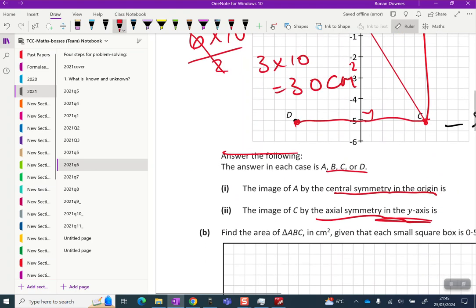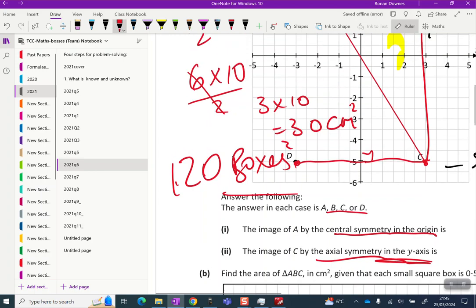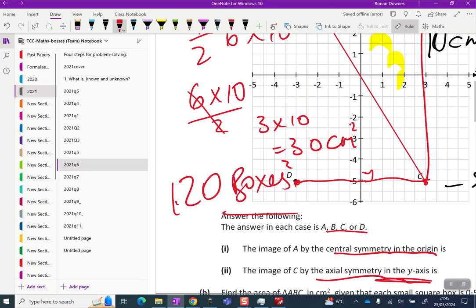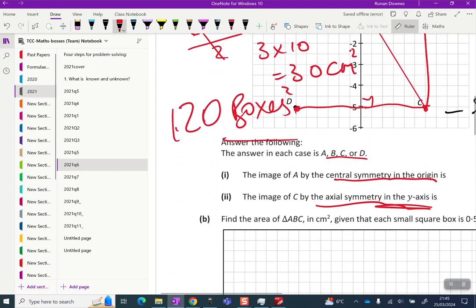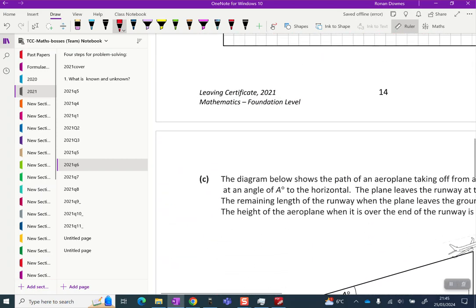Incidentally, you would have got 120 boxes squared, and then you'd have to divide by 4 if you used that other piece of information they gave us. So 30 centimeters squared.